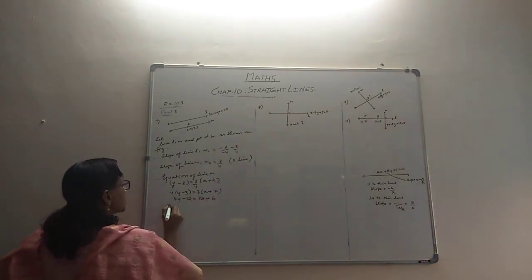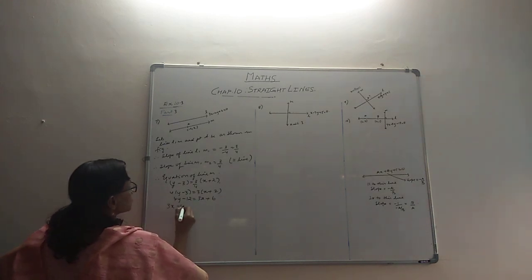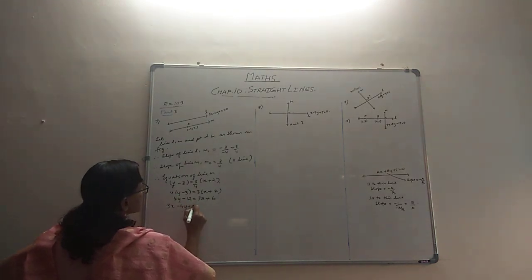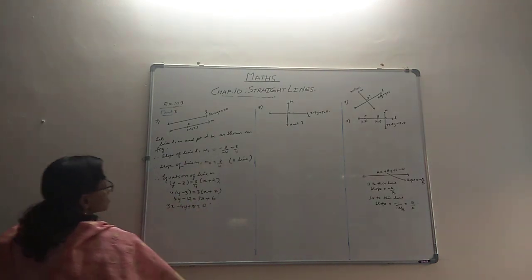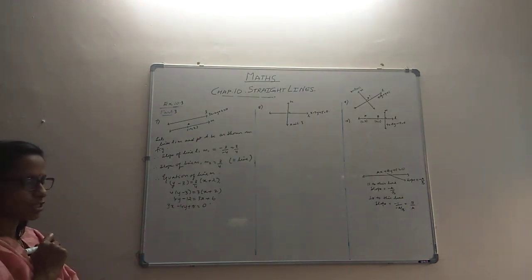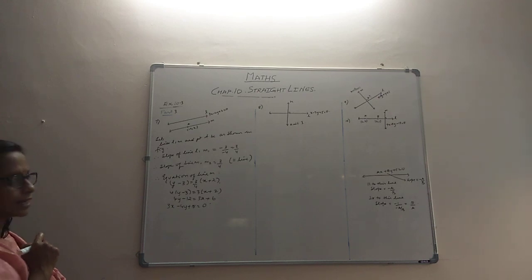Have everything on one side. 3x minus 4y plus 6 plus 12, that is plus 18, equal to 0. So your equation is 3x minus 4y plus 18 equal to 0. That is the equation of that parallel line.